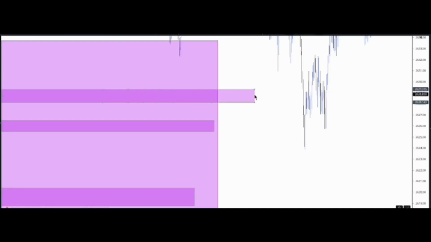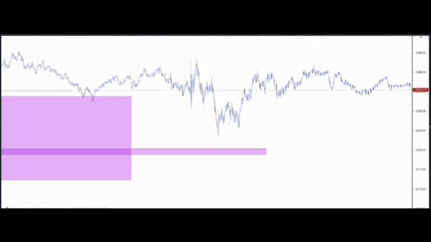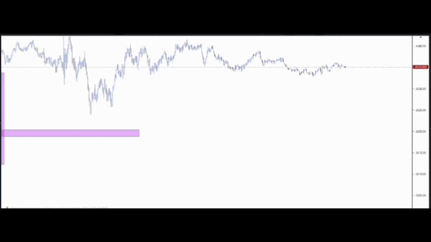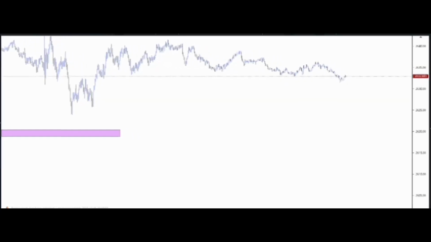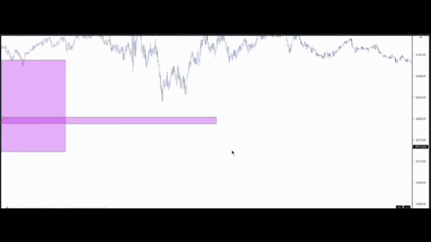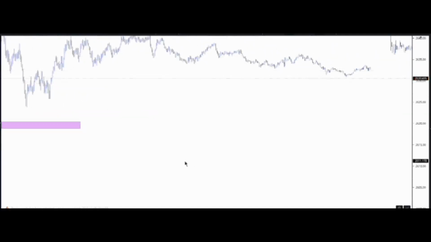So this one has been violated, so we can't use that. How about this? Violated as well. We can't use that. How about this? This is the extreme. Let's see whether price is likely to come to this extreme. I don't know. Let's continue. Otherwise, we could have taken our trade from this 15M zone. We would have taken our trade directly from there.